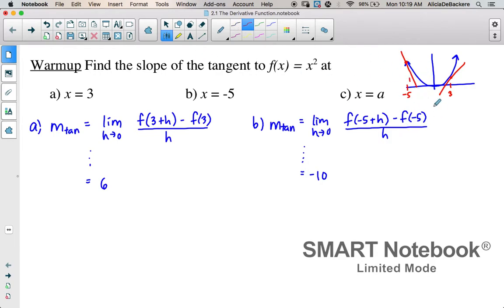So it's going to be steeper. That makes sense to us, right? The parabola gets steeper as we head out from 0. Negative slopes on the left-hand side and positive slopes on the right-hand side. This makes sense to us.